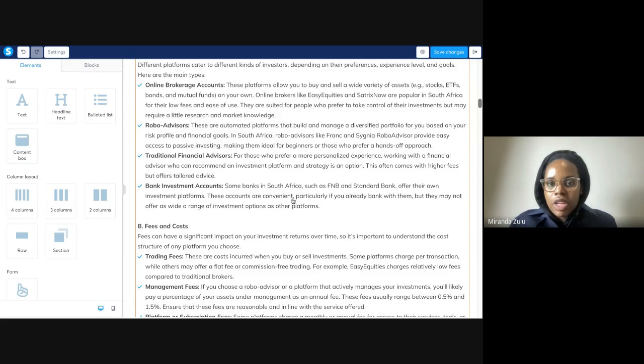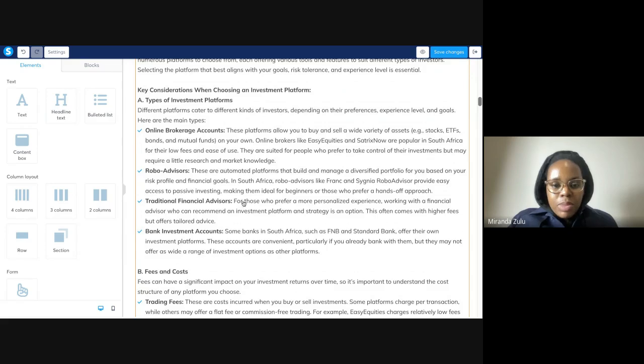And then bank investment accounts. So banks do offer investment options. So FNB, Standard Bank, I'm sure all the banks have an investment platform. So you can go directly to your bank and say, this is what you want. And they've got a wide range of investment options available depending on what you want. And some of them might have a minimum investment amount to open that specific investment account. And then you do it through your bank. So those are the different platform types that are available or routes that you can take.